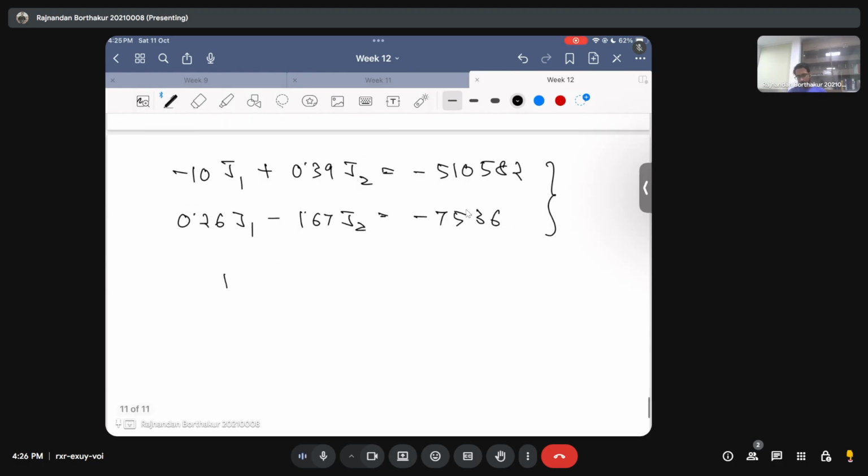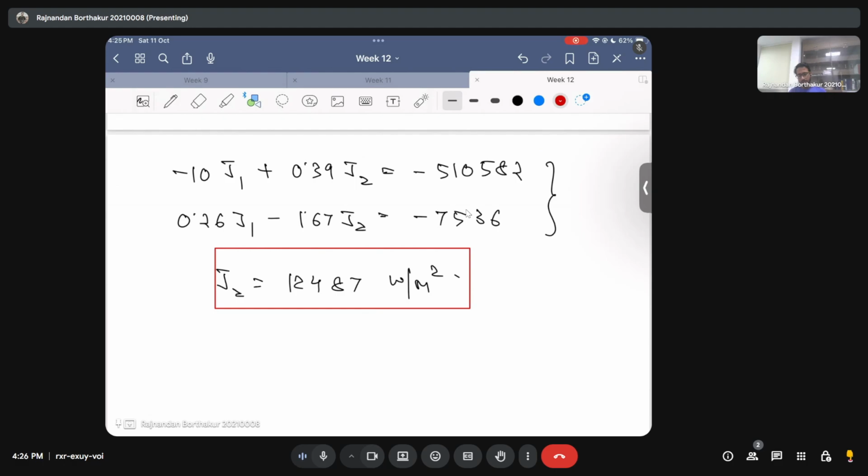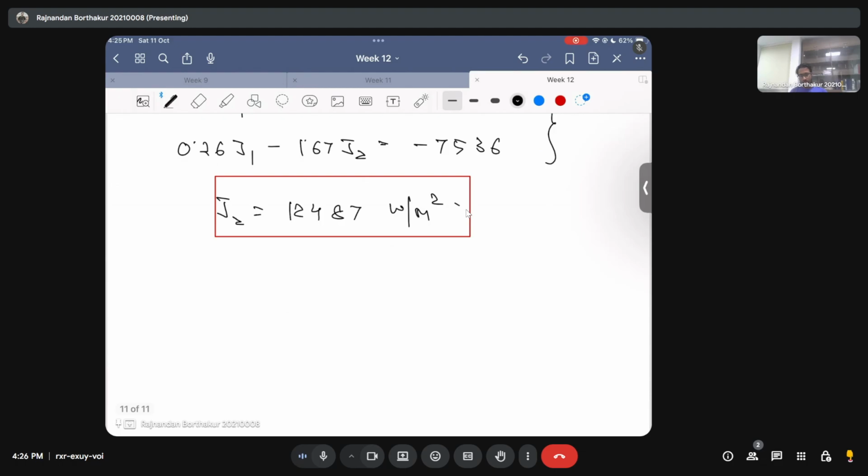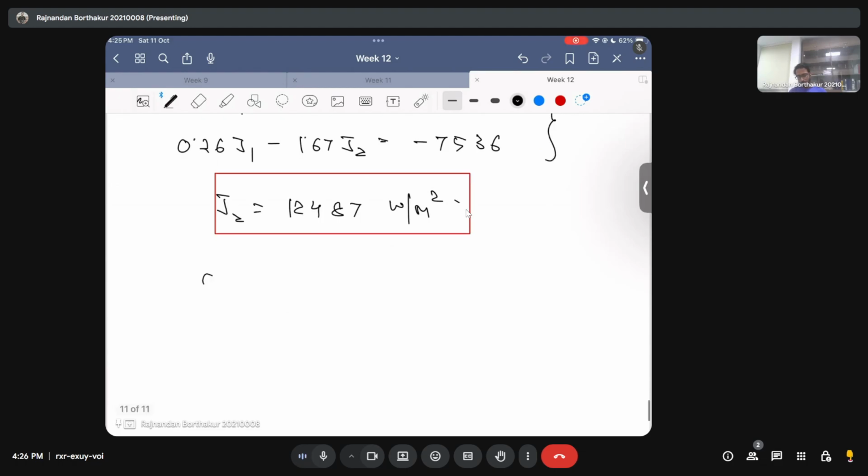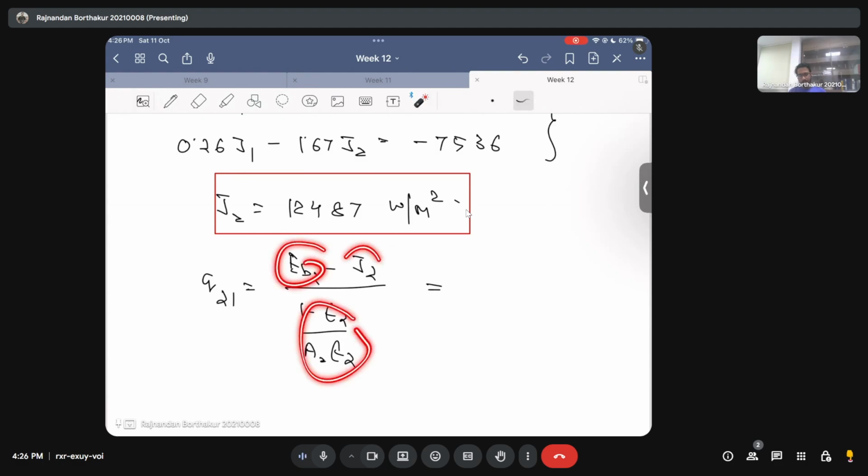These are the two algebraic expressions that you need to solve, and if you solve this, you will get J2 to be around 12487 watt per meter square. That is the radiosity, and then you can use the value of J2 to find J1, but we don't require J1 here because that is not asked in this problem. In the problem, what they're asking us is to calculate the net heat transfer to the absorber. So in fact, this Q21 is just going to be EB2 minus J2 divided by (1 minus epsilon 2) by A2 epsilon 2.